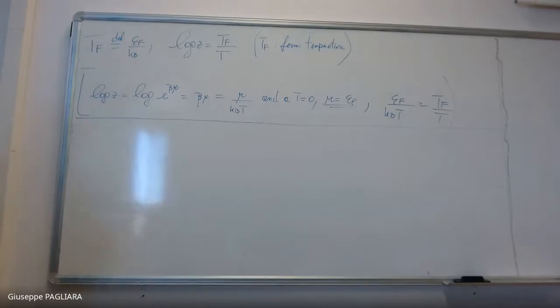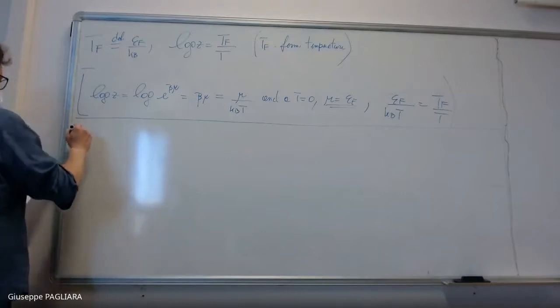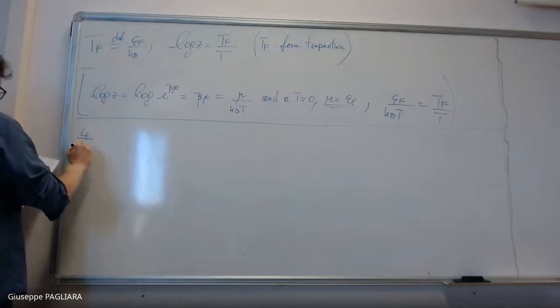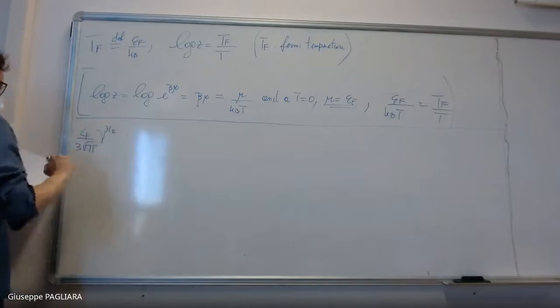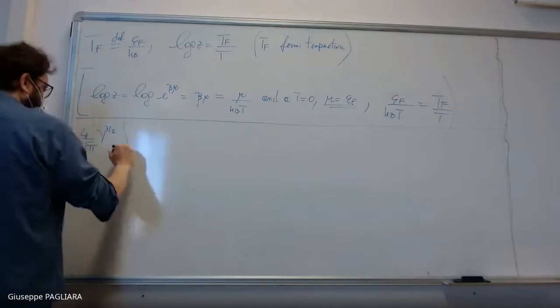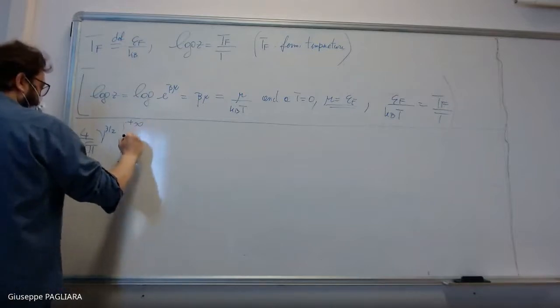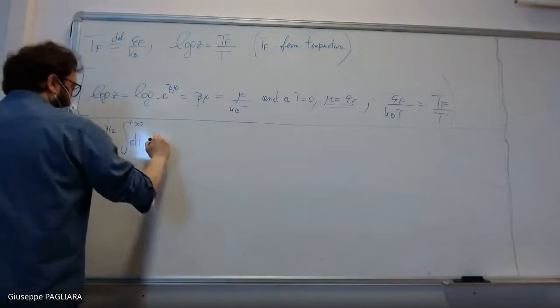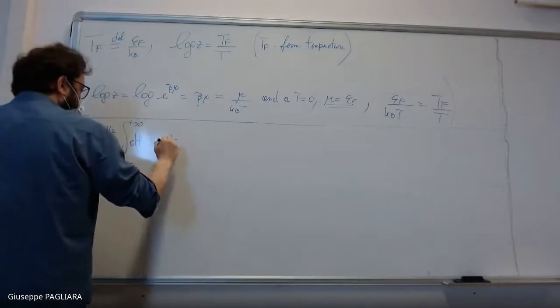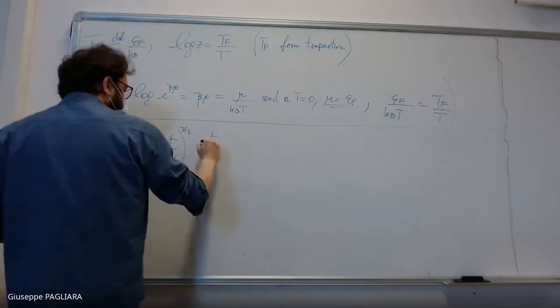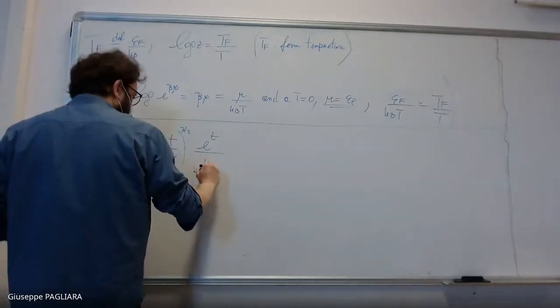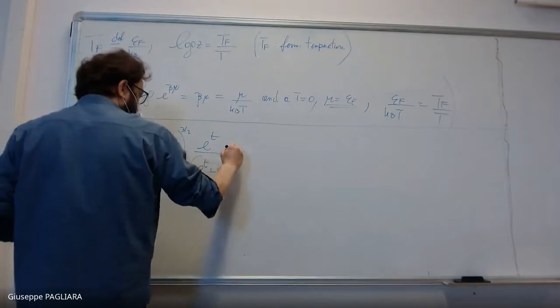Let me write again the expression that I had before. So what I was trying to do is to see what happens to this function of mu when mu is large, the integral from minus infinity to plus infinity of dt, 1 plus t divided by mu, to the power of 3 half, over e to the t plus 1 squared, dt.